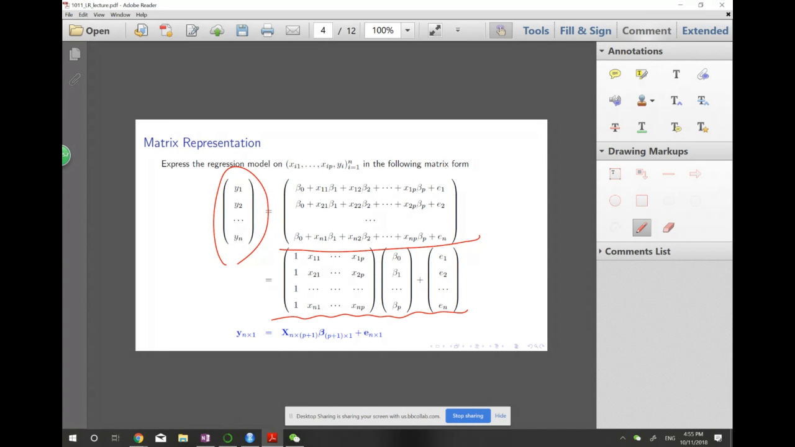The first part is X. The second part is beta. The third part is E. And here in the coordinates, it is the dimension of the three matrices. For the X, as we mentioned, it is N times P plus 1, because we need an extra column for the intercept. See what I mean? And for the beta, they are the parameters that we are trying to obtain. And for the E, they are the errors.